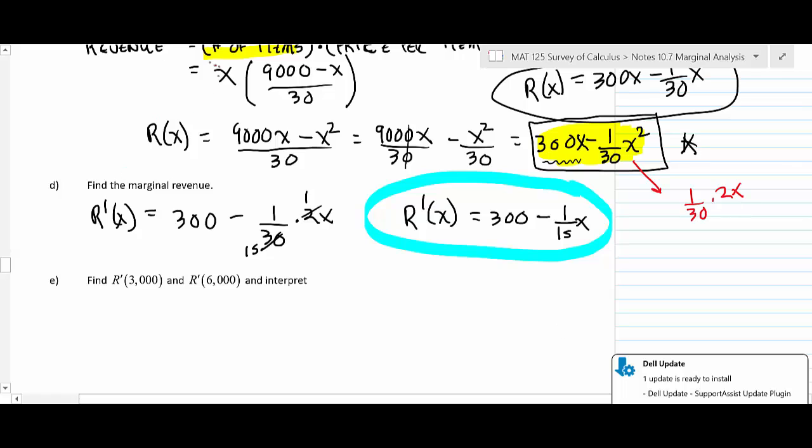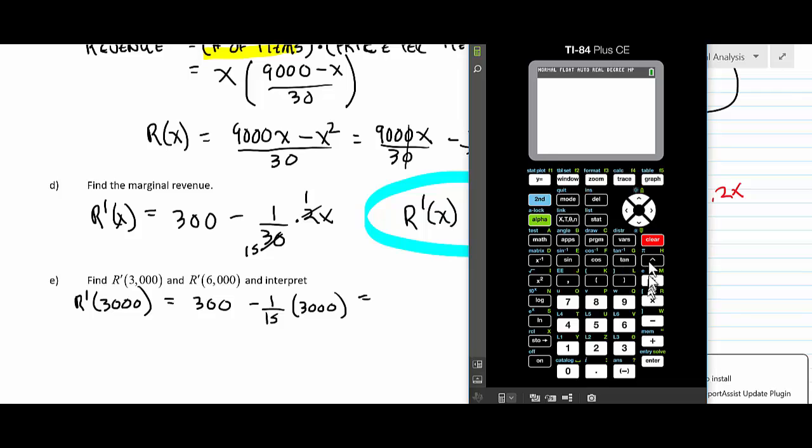Now let's go ahead and work these two things out. So if we're doing R prime of 3,000, we'll probably need to use our calculator. You want to take the marginal revenue function, which is 300 minus 1/15 times 3,000. You can use your calculator if you want to. A good way to do this is you can just do 3,000 divided by 15. And that will give a price of $100. And we're going to write an interpretation on this too.